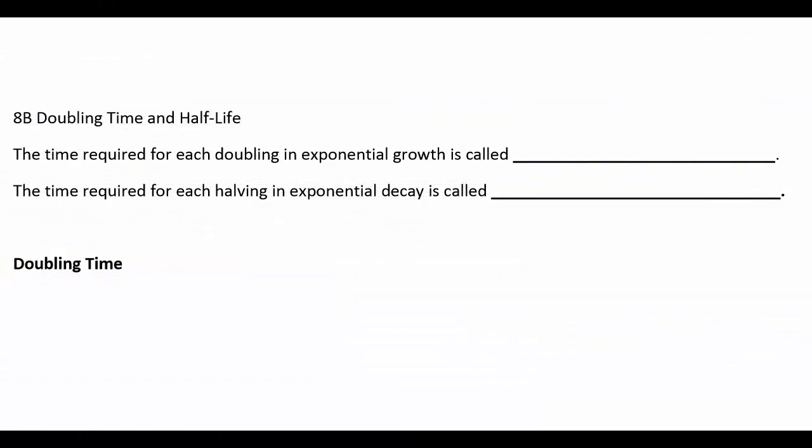Okay, so we're going to talk about something called doubling time and half time. Obviously, the time it takes for something to double is called the doubling time. And the time it takes for halving something using exponential decay is called the halving time. We're going to start by looking at a very approximate formula here.